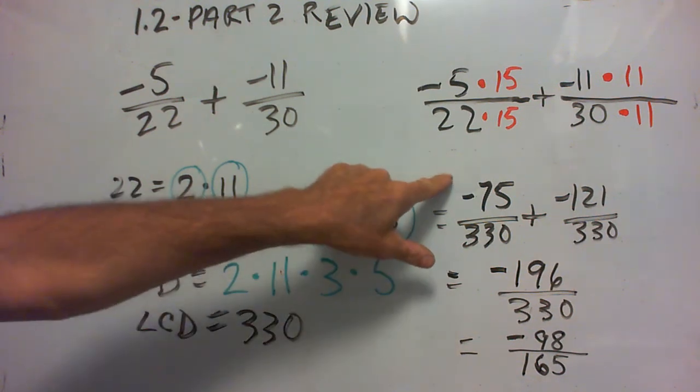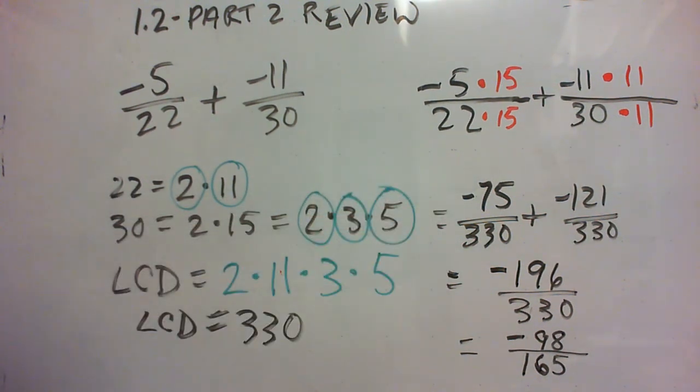So when we do that, we get negative 75/330 plus negative 121/330. And that adds up to negative 196/330, which then can be reduced to negative 98/165.